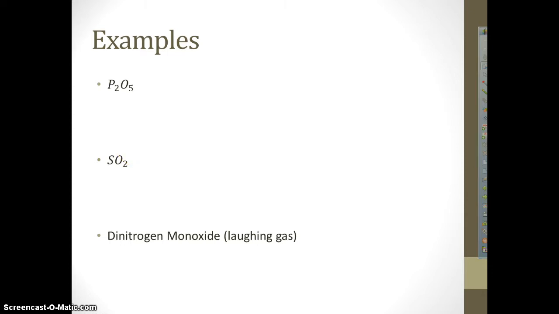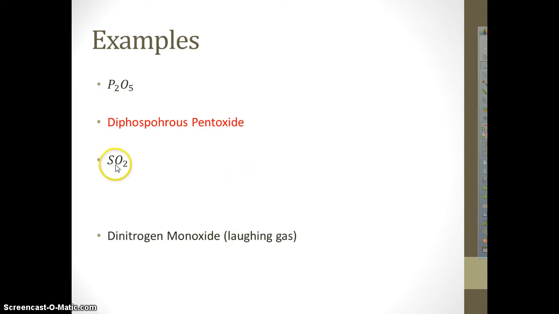So I should get diphosphorus. There are 2 of those, so I say the whole element name for the first guy. And then oxygen gets shortened to oxide, and I have 5 of those. So I should have diphosphorus pentoxide. And pent is another one of those prefixes where we eliminate the A at the end. Instead of saying pentaoxide, that sounds a bit funny, so we say pentoxide instead.